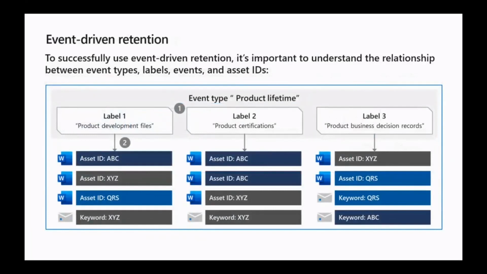Now, in some other cases, you can configure, for example, event-driven retention policies. So, it's worth mentioning that in order to successfully use event-driven retention policies, it is important to understand the relationship between event types, labels, events, and asset IDs. So, for example, you can define an event type, for example, product lifetime. In this case, label 1 could be, for example, applied to product development files, while label 2 could be applied to product certifications.